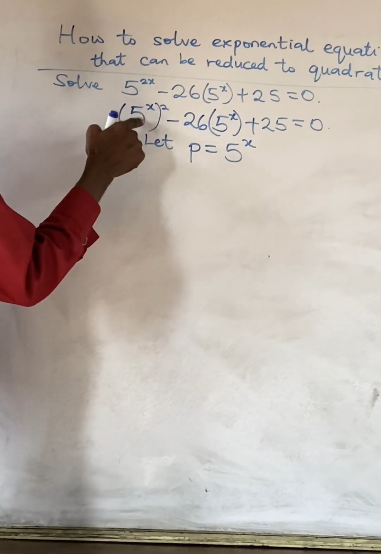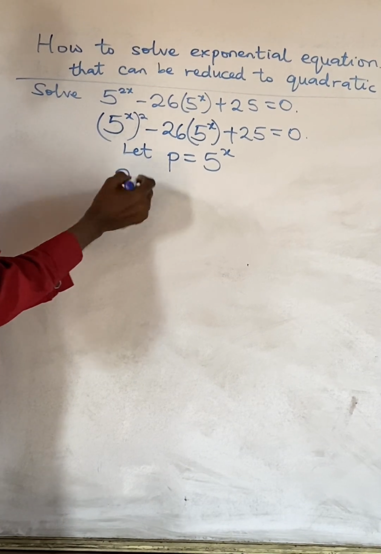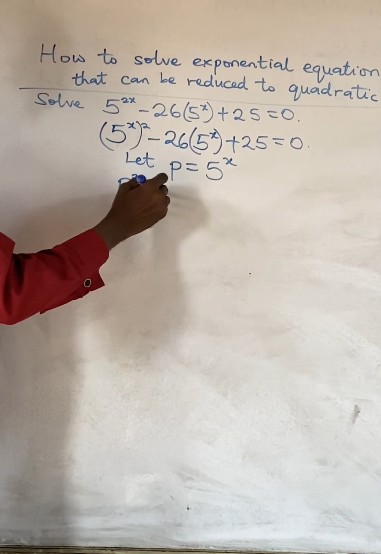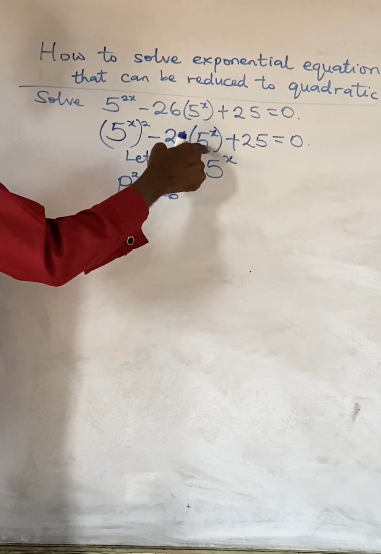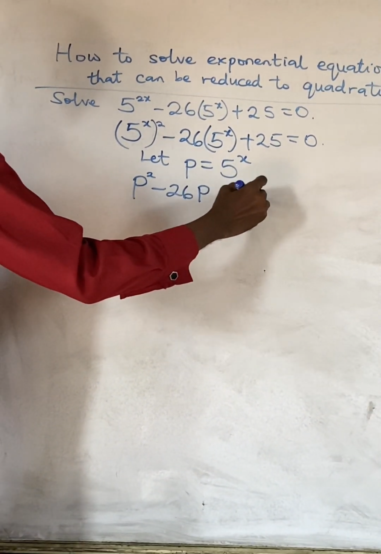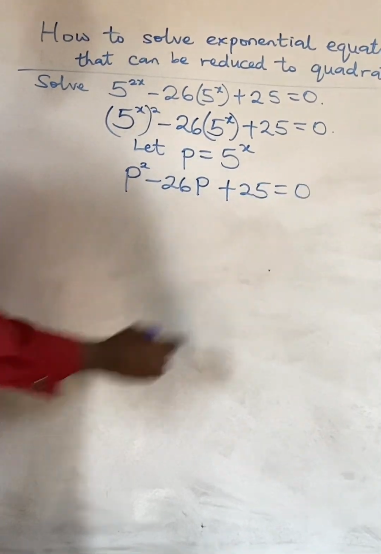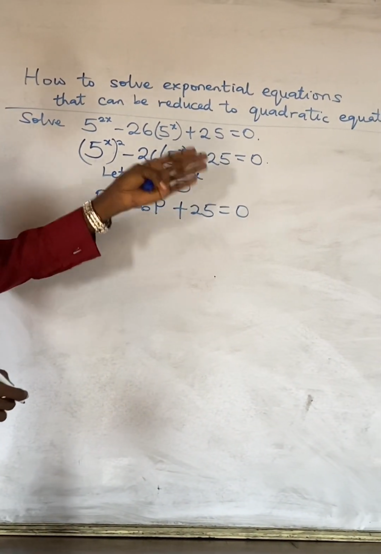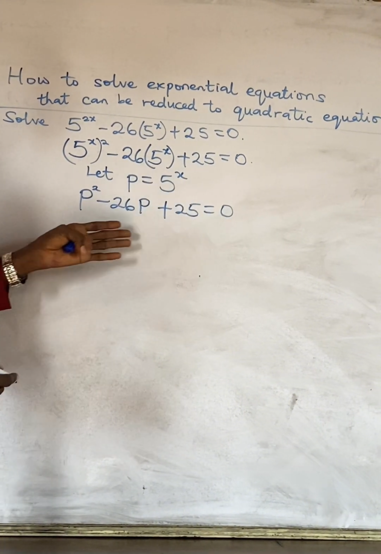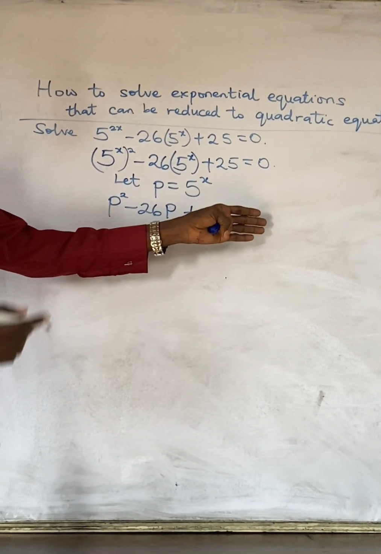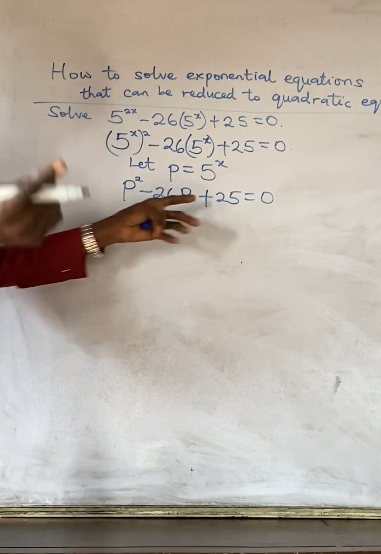Now, let's go. 5 raised to power x, we have p. The 2 outside, put it on top. That will be p squared minus 26 times p, this 5 raised to power x replaced by p, plus 25 equals 0. As you can see, this has led to a quadratic equation. In case you don't know how to solve quadratic equation, you will see it in one of my videos, which will pop up on the screen.